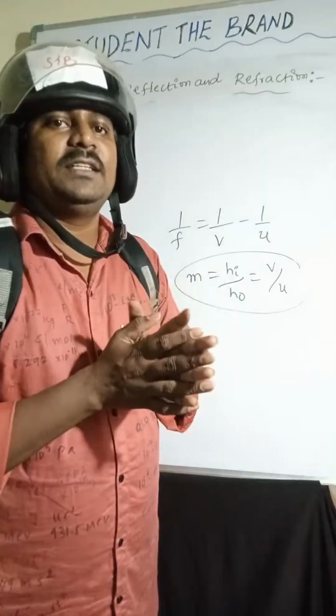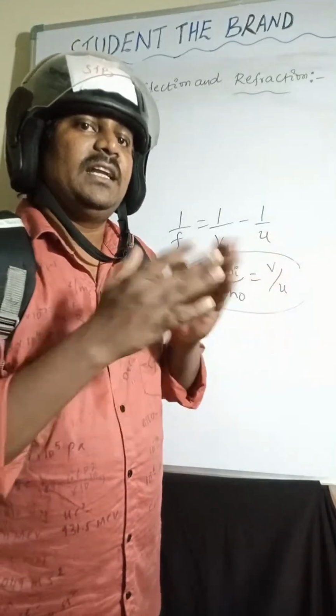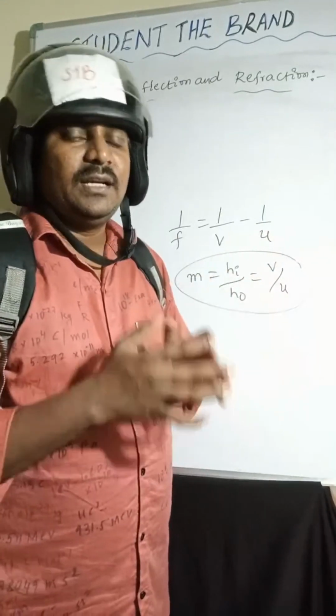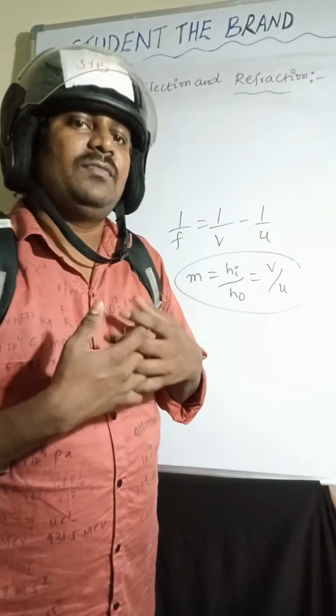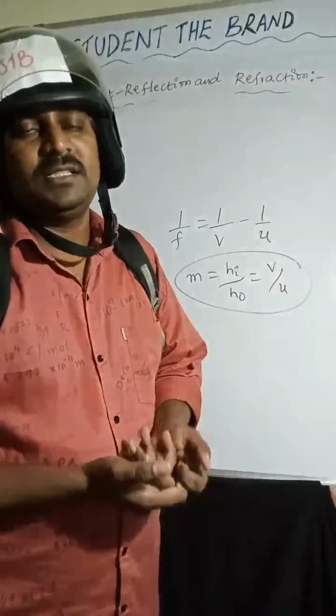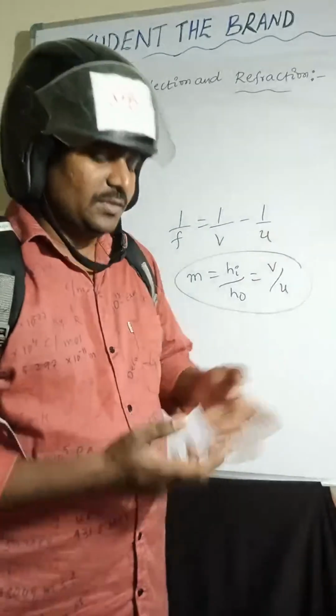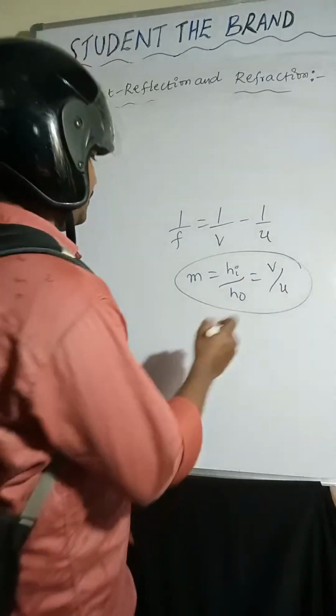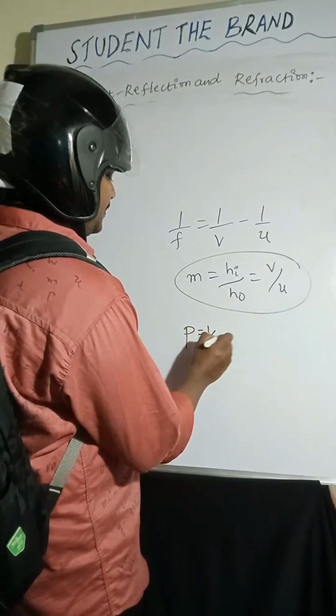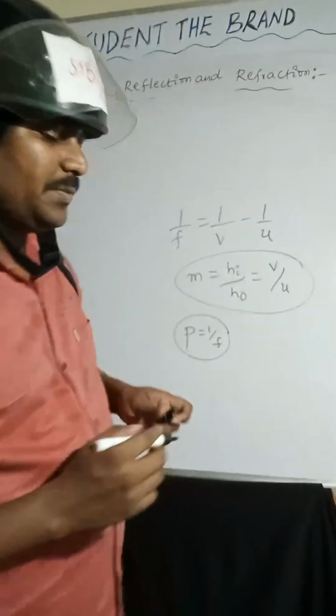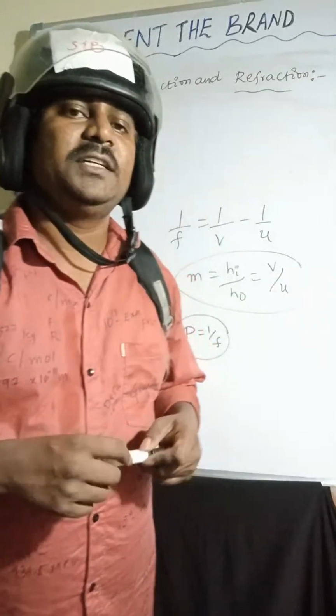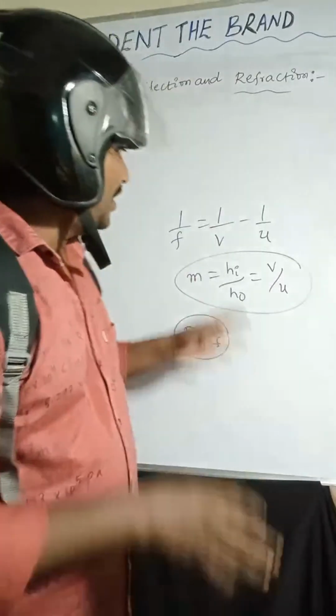What is the power of lens? The degree of converging or diverging of a lens is known as power of lens. P equal to 1 by f, reciprocal of focal length. Power of lens is positive for convex lens. Power of lens is negative for concave lens. I hope it is very clear.